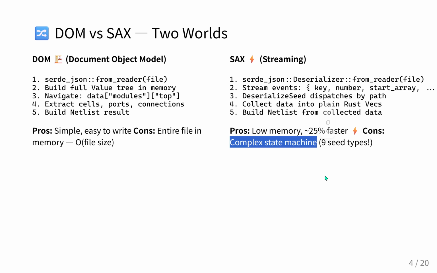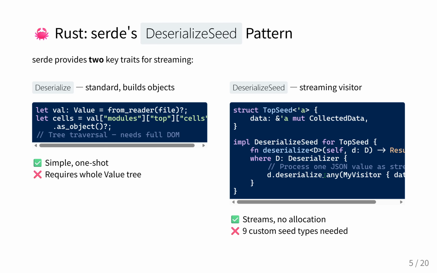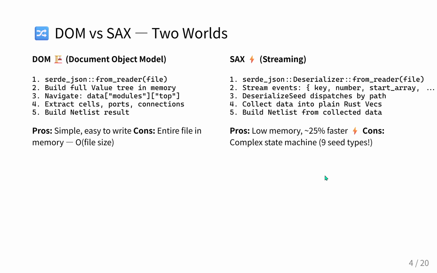Instantly. Imagine the conveyor belt has opaque boxes inside of other opaque boxes. Yeah. Your code has to explicitly say, I just saw an open bracket, which means I am now inside the cells object. Therefore, the very next thing I see must be a cell name.